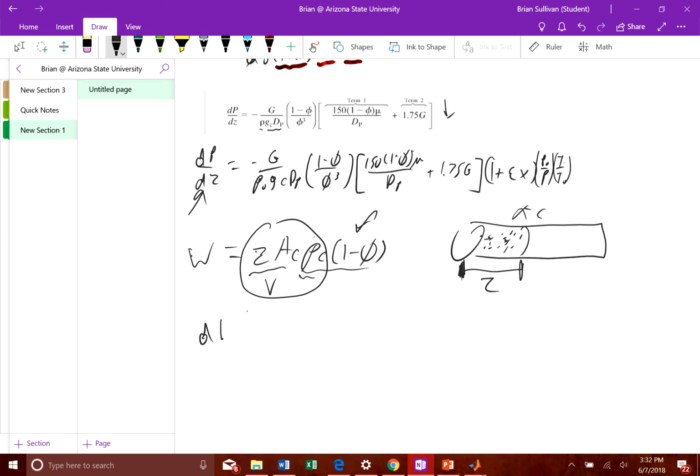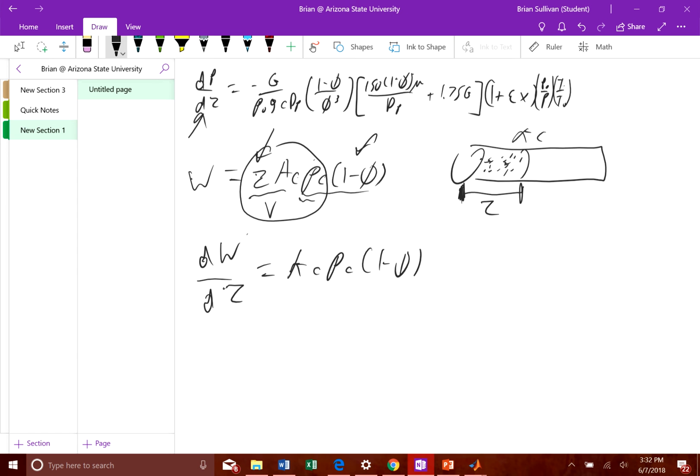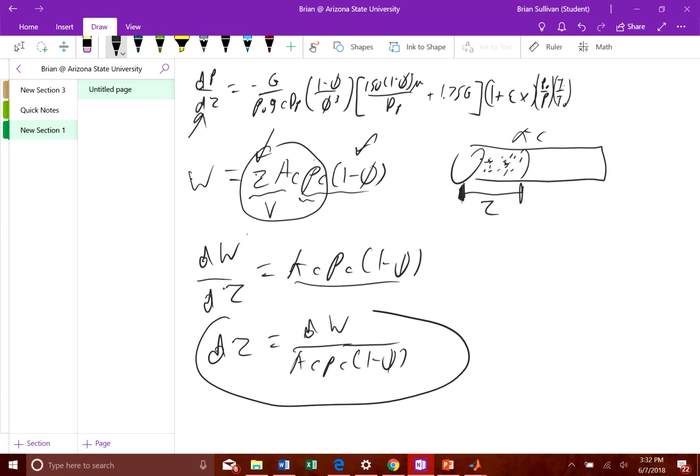So let's take dW in terms of dz, right? So then you get Ac rho c (1 minus theta), and your z drops out, taking just a basic derivative. Then we want dz in terms of dW, so what we're going to do is move dz to the other side, and we're going to have dW, with all this divided over 1 minus theta. So that's our plug-in for dz. Okay, I'll see you guys in the next video. I'm going to plug that in and continue the analysis. I might be running out of time here.